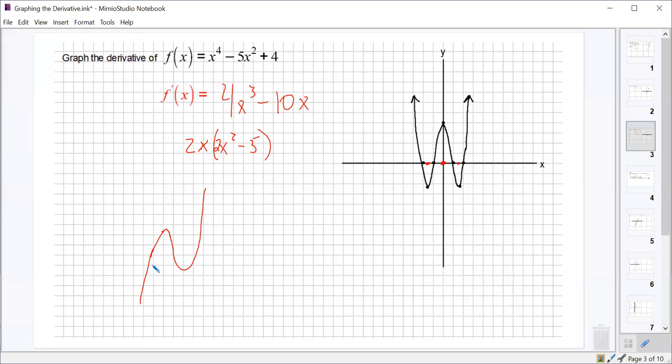Do you guys agree with that? That's what a cubic that has a positive a value looks like. Something like that. All right, anything we notice here? Any relationships between this function and its derivative?